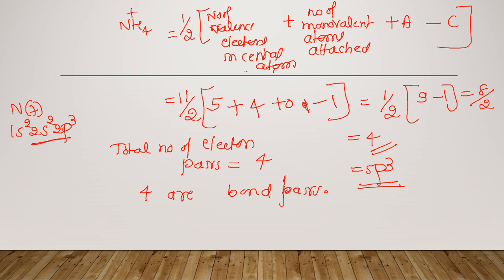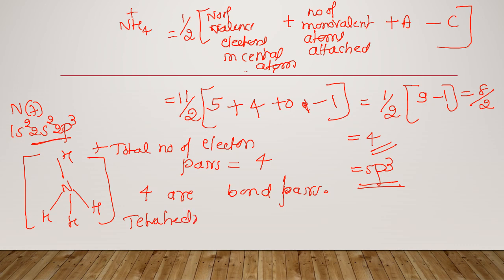So here I'll write: all the 4 electron pairs are bond pairs, NH4 plus. So the shape or geometry is tetrahedral.